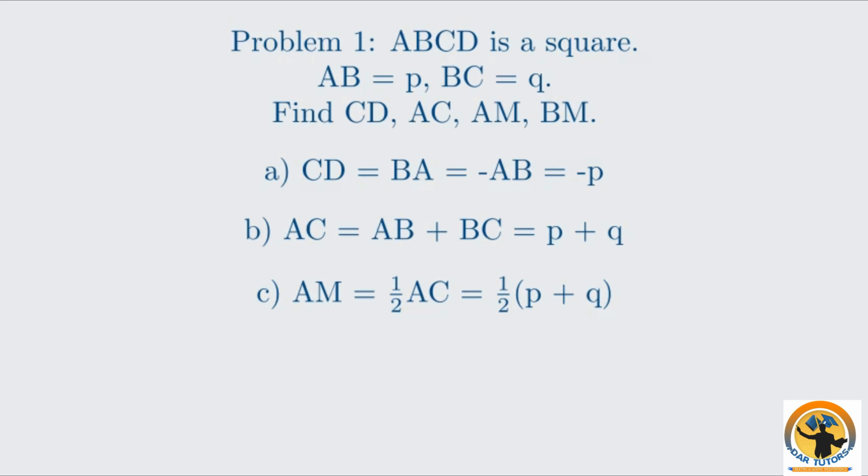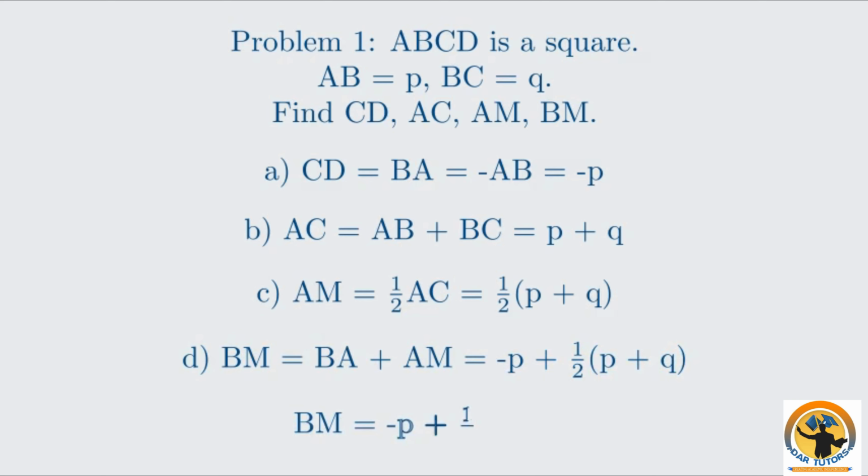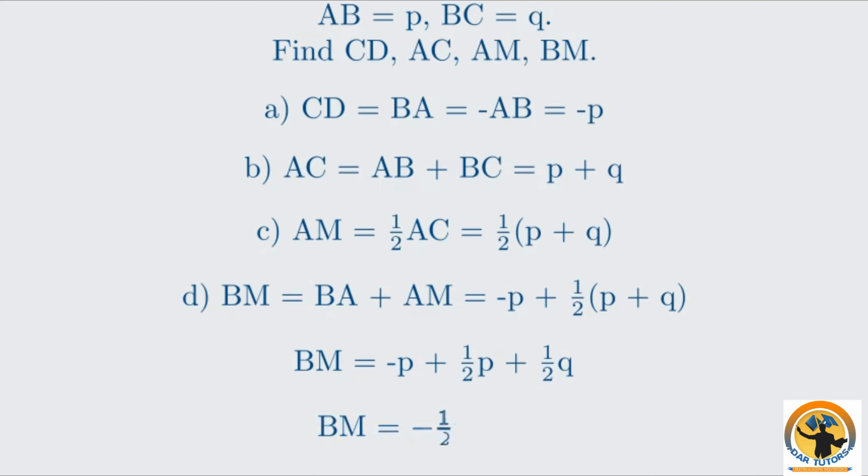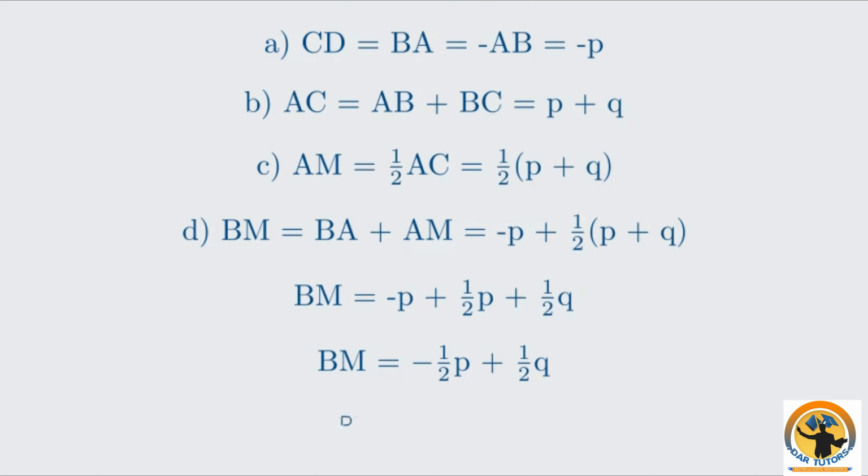Finally, let's find BM. We can move from B to M by going from B to A, and then from A to M. So BM equals BA plus AM. We know BA is negative p, and we just found AM. Substituting these in, we get BM equals negative p plus 1/2 of (p plus q). We can simplify this expression. Distributing the 1/2 gives negative p plus 1/2 p plus 1/2 q. Combining the p terms, we get negative 1/2 p plus 1/2 q. This can be factored to 1/2 of (q minus p).